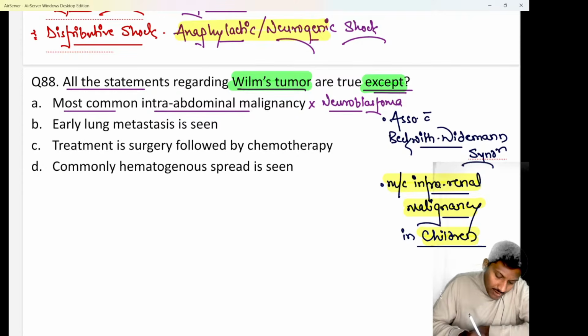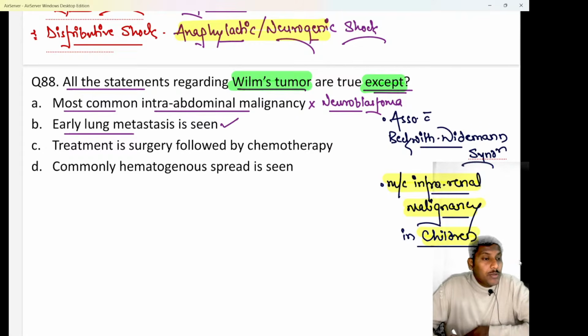Option B says early lung metastasis is seen. Yes, early lung metastasis is seen in Wilms tumor. Renal cell carcinoma and Wilms tumor both cause early lung metastasis, classically known as cannonball metastasis. Cannonball metastasis to the lungs is commonly seen due to renal cell carcinoma or Wilms tumor, and second, due to choriocarcinoma.